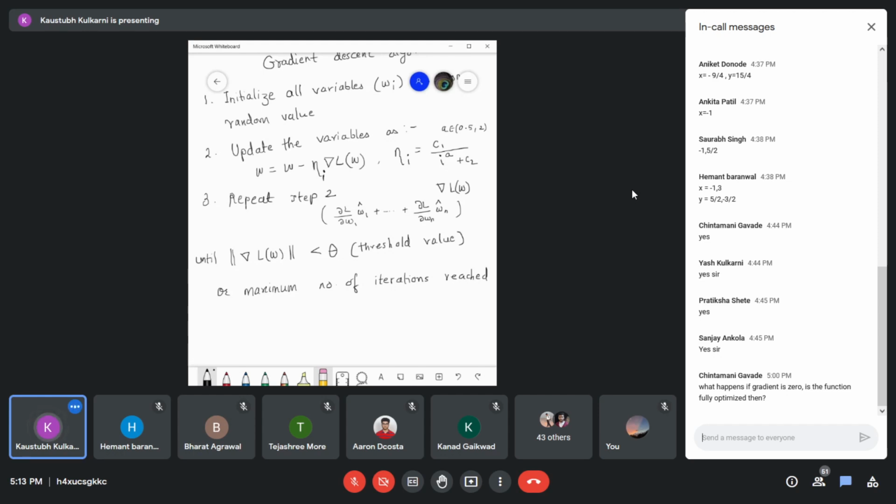What happens if gradient is 0? Is the function fully optimized then? The gradient is 0. No. Then the function is not optimized as such. We have reached the extrema. Yes, we have reached the extrema. In a way, yes, you can say the function has reached its optimum value.